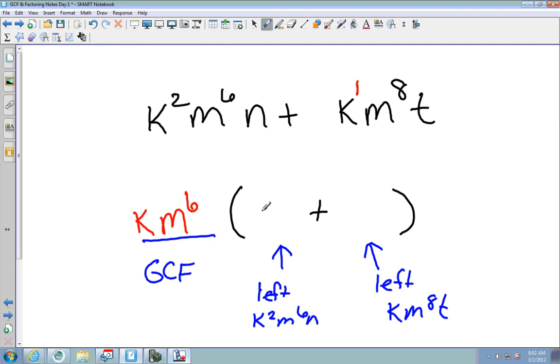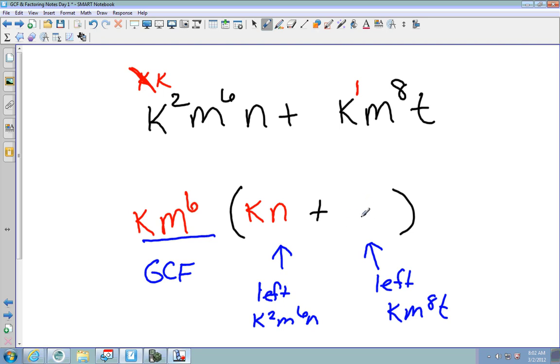Now, right here, let's write what's left. I took out 1 K. How many K's are left? Well, this means K and K. I already took one of them out. So I'm going to write the other K in here. It says m to the 6th. How many m's are up here? 6, right? So I've got all of those right there. Now, n, I'm just going to put the n down here because I didn't pull it out.